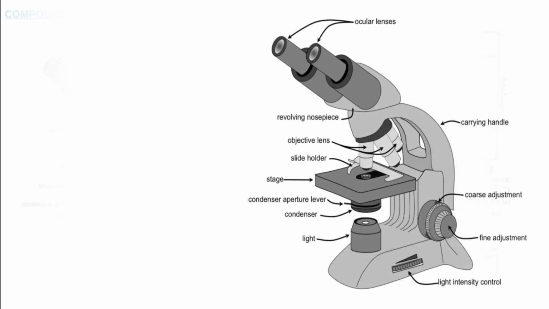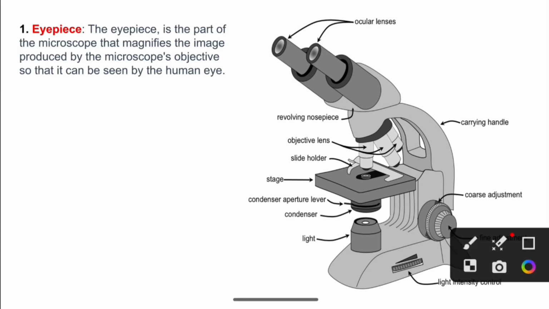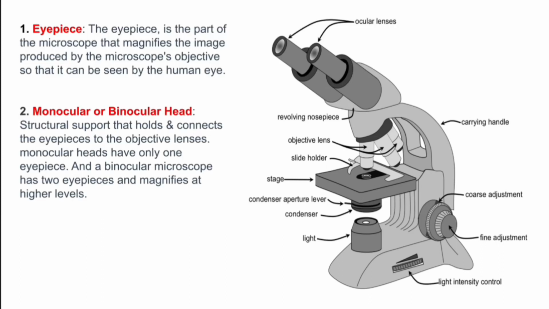First one is the eyepiece. The eyepiece is the part of microscope that magnifies the image produced by the microscope's objective so that it can be seen by the human eye. Let me explain. This is the eyepiece and it magnifies the primary image which is produced by the objective. If you put your eyes on this eyepiece, you will see the large image of small specimen which you want to see. And this eyepiece can be monocular or binocular.